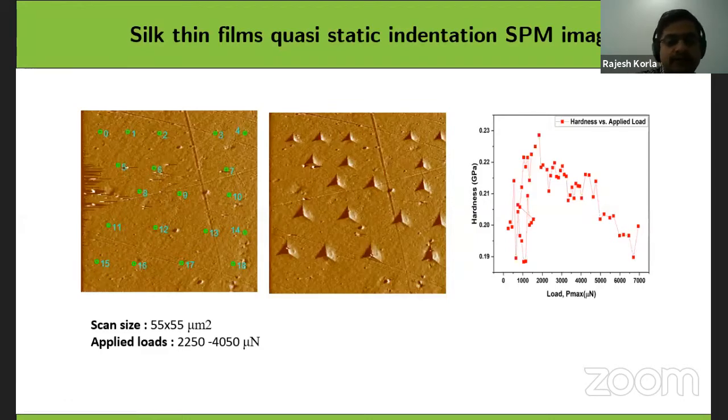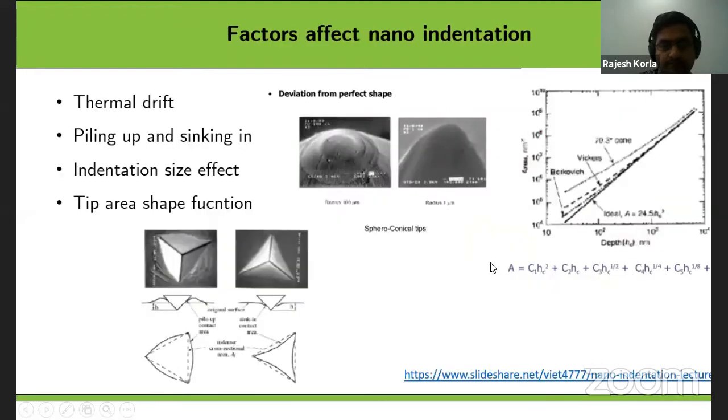I work with Professor Sivaram Krishna, who is collaborating with me, and we calculated the hardness of this silk film. We observed around 0.2 or 0.25 as the average hardness. It is independent of the depth of the indentation that we could see.